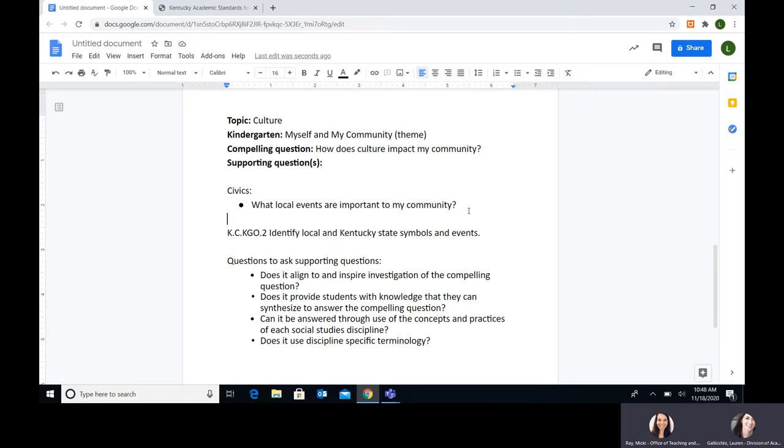I trust your judgment here, but I do think we could have, what local symbols and events are important to my community? As an example, in my local community there is a memorial to veterans, and there are multiple flags. Students pass that every day, it's well known, and it defines part of the culture of that community. Depending on the community you're in, so what symbols and events are important to my community? I can see that, all right, I think that works.